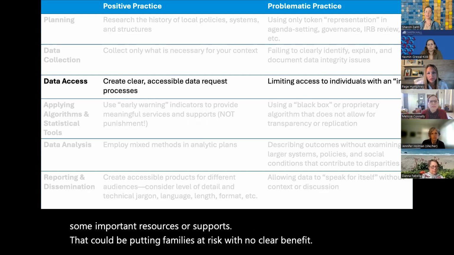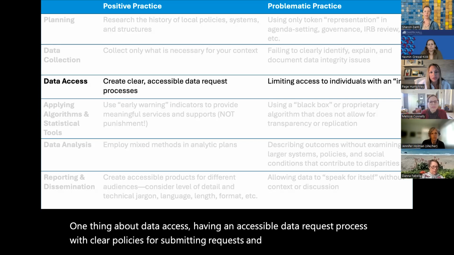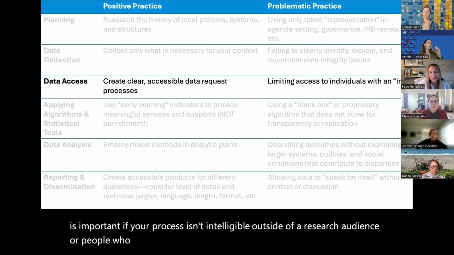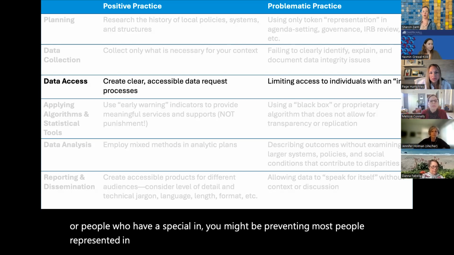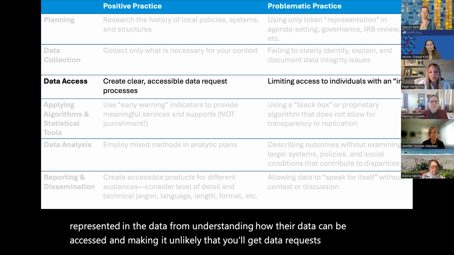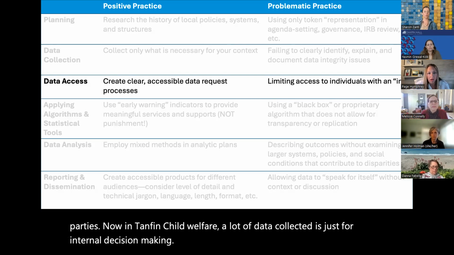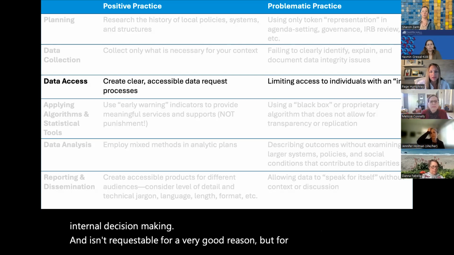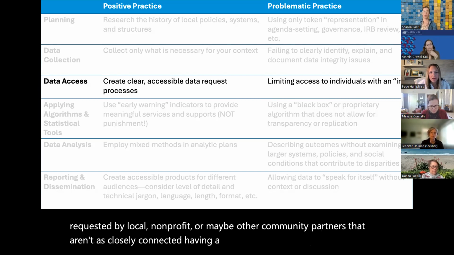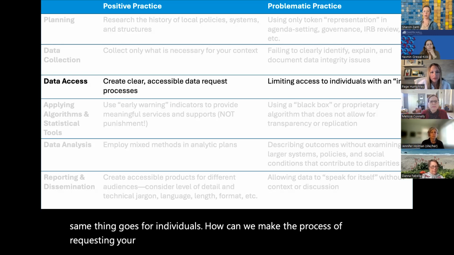When thinking about data access, having an accessible data request process with clear policies for submitting requests and how requests are evaluated is important. If your process isn't intelligible outside of a research audience or people who have a special in, you might be preventing most people represented in the data from understanding how their data can be accessed and making it unlikely that you'll get data requests from diverse parties. Now, in TANF and Child Welfare, a lot of data collected is just for internal decision-making and isn't requestable for a very good reason. But for data that could be requested by a local nonprofit or maybe other community partners that aren't as closely connected, having a clear process is key for equity. And same thing goes for individuals. How can we make the process of requesting your own data clear and empowering?